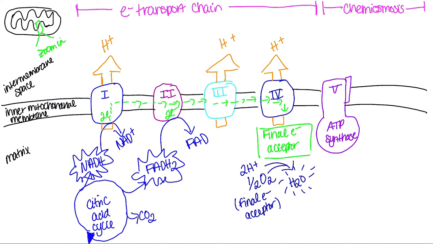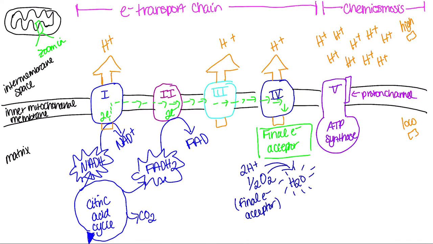While all this has been happening, we have been pumping a lot of protons. And so now we're ready for the chemiosmosis part of this stage. So what we end up with is a high concentration of protons in the inner membrane space and a low concentration of protons in the matrix. And so one thing that we haven't labeled yet is this tiny little piece on our ATP synthase. This is the proton channel.